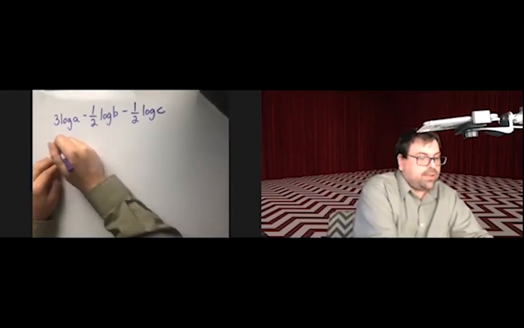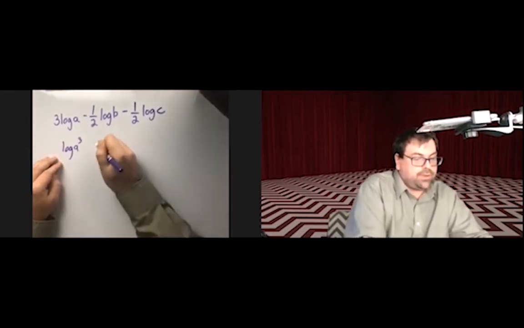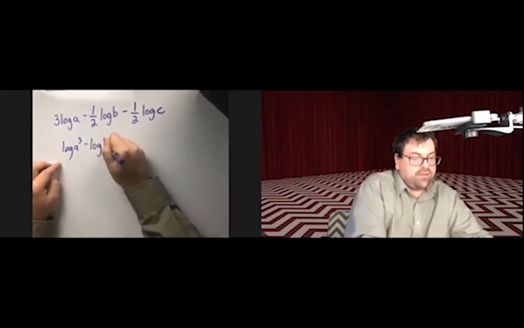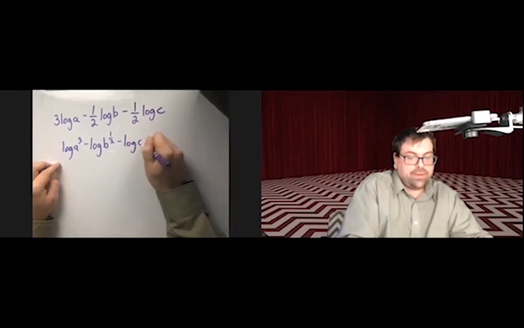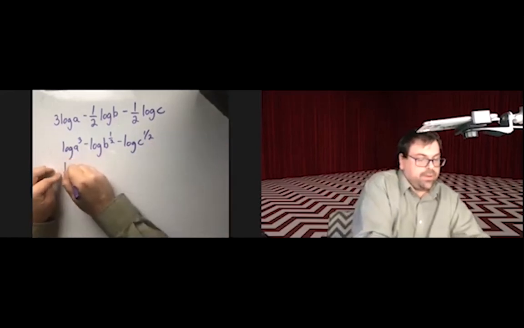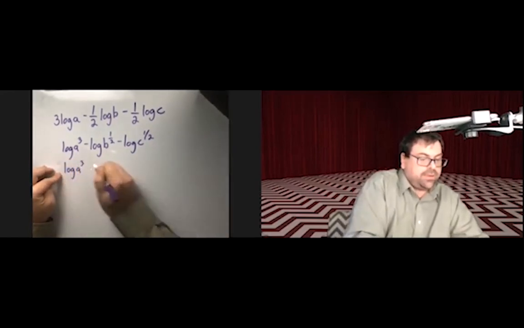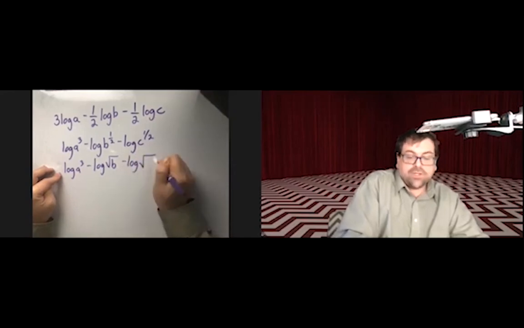This would be the log of a cubed minus the log of b to the 1/2 minus the log of c to the 1/2, or the log of a cubed minus the log of the square root of b minus the log of the square root of c.